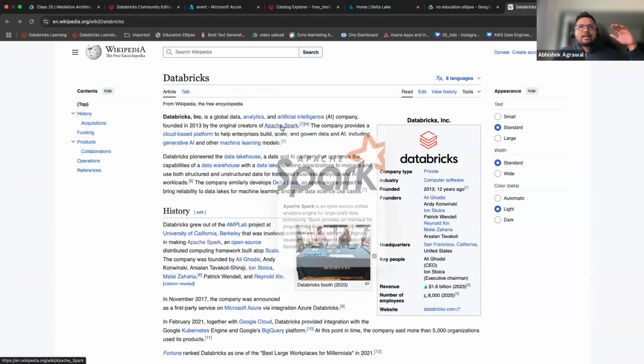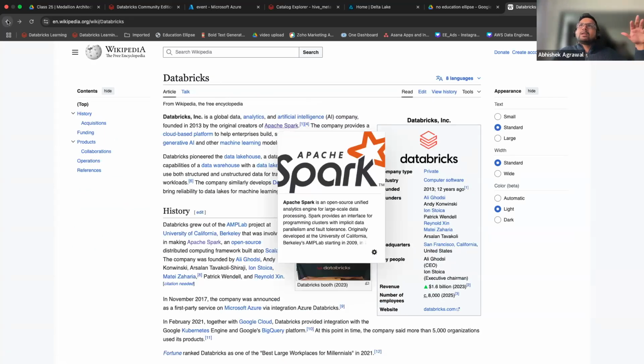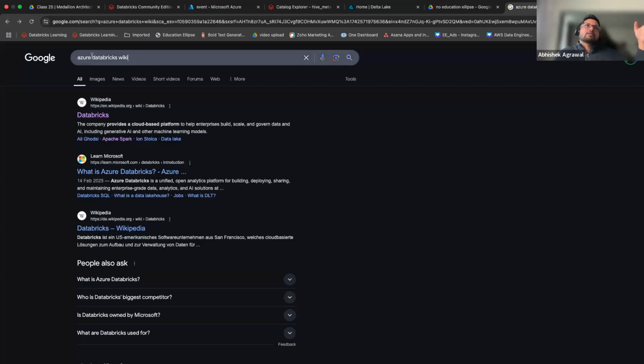And what is Apache Spark? It's basically a framework for large scale data processing. So Databricks is basically for large scale data processing. It's built for that particular purpose itself. And Data Factory is built for the orchestration purpose itself.